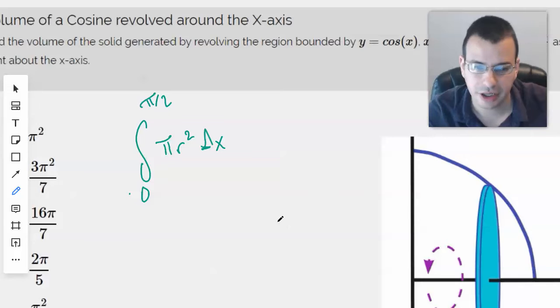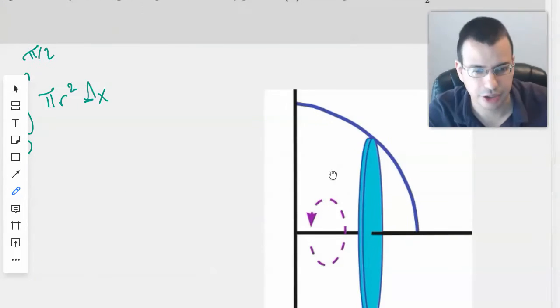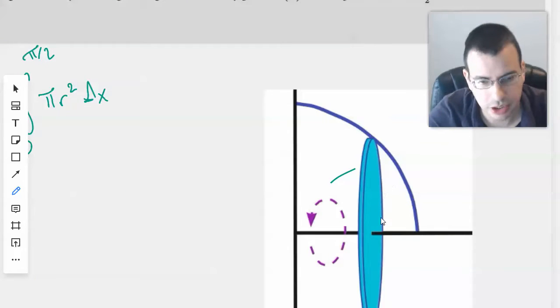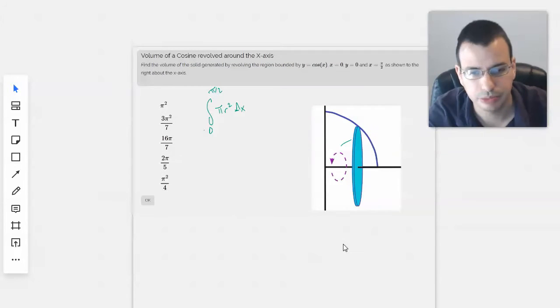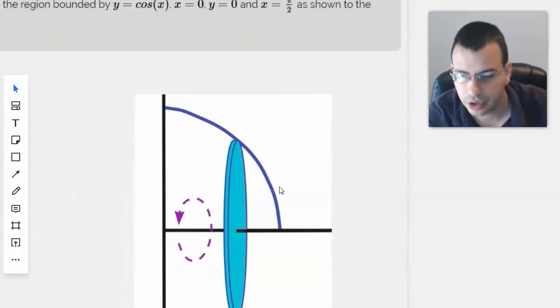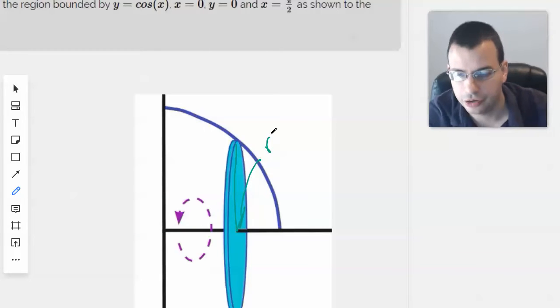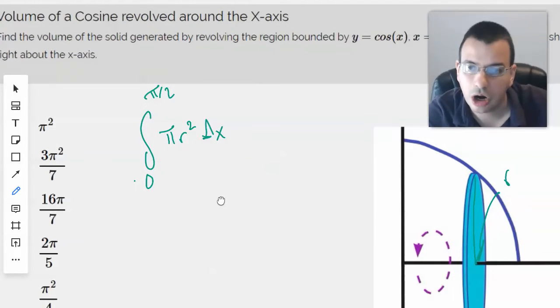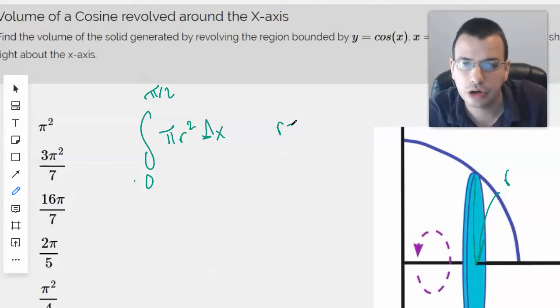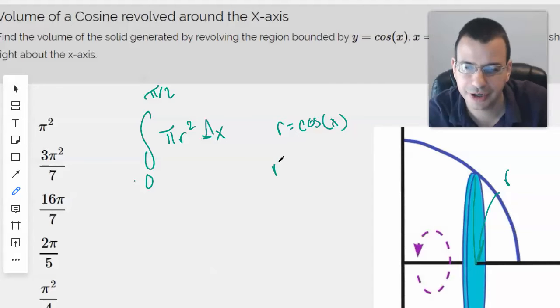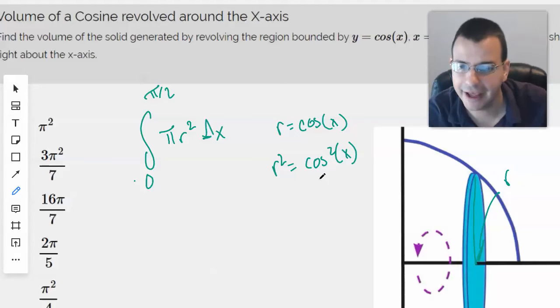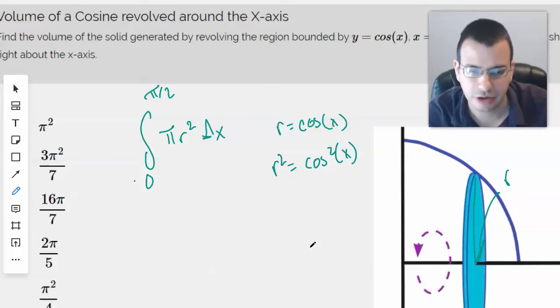So the idea here is I want to find r. Ooh, I can draw r right here. Right, pen, here. Or right here. That's probably easier to draw. R. And so r then would equal cosine of x. I'm going to get a cosine squared of x. And yep, we plug that in and solve.